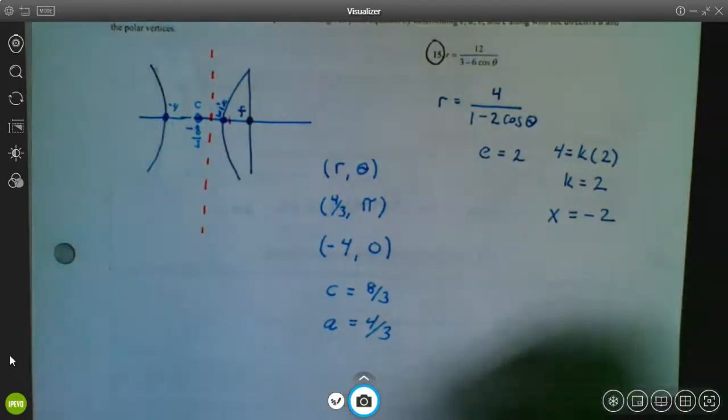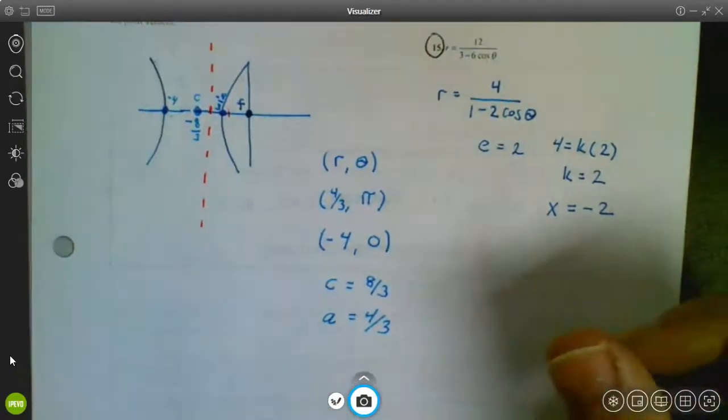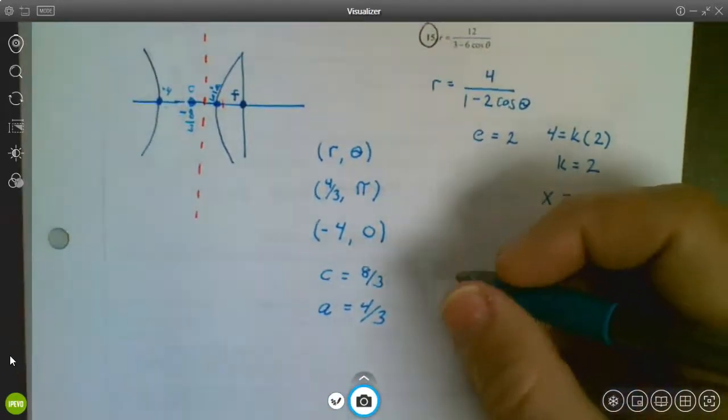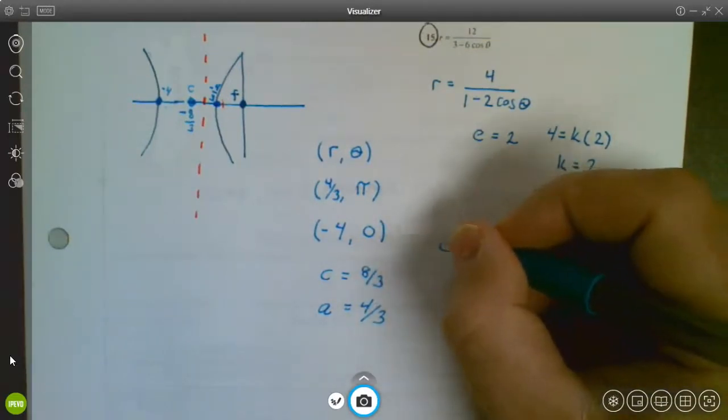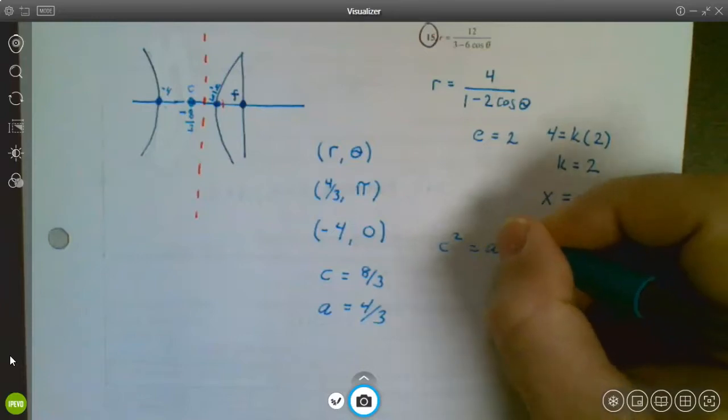In order to get our B value, stick with me on this because there is one extra thing I want to show you. In order to get our B value, remember that in a hyperbola, C squared equals A squared plus B squared.